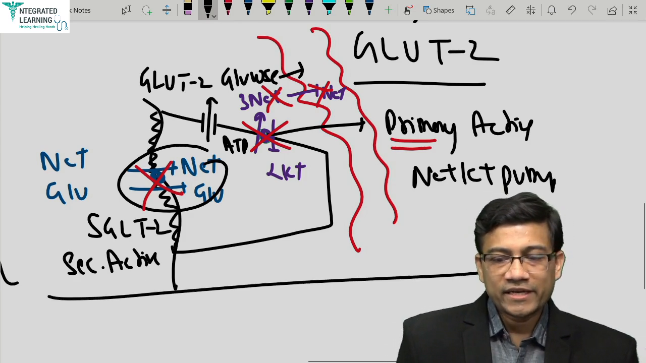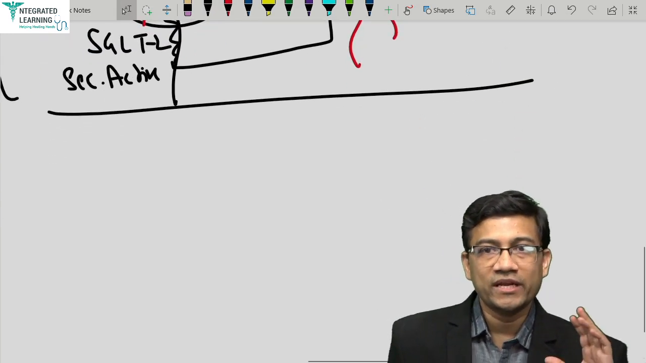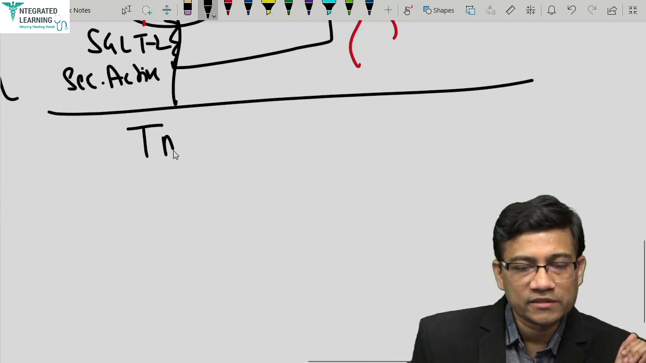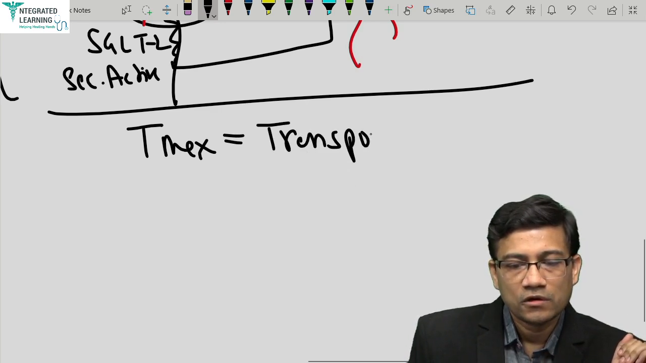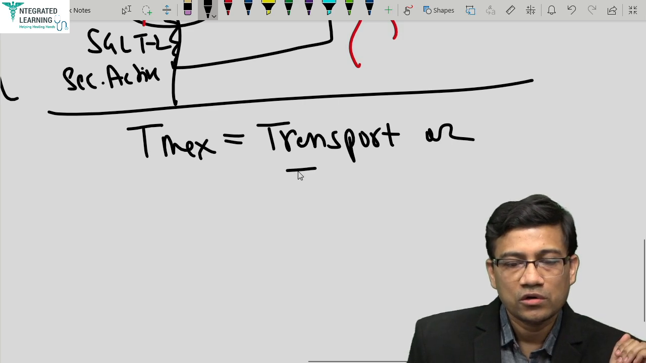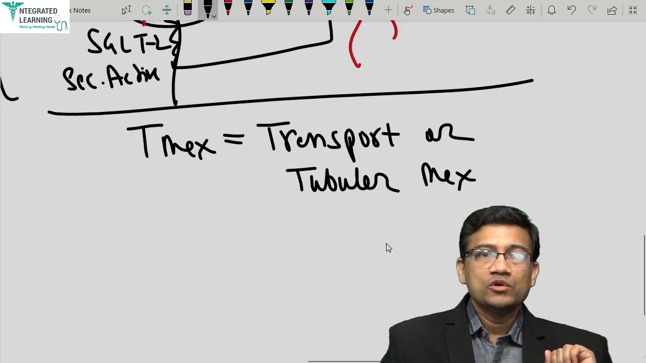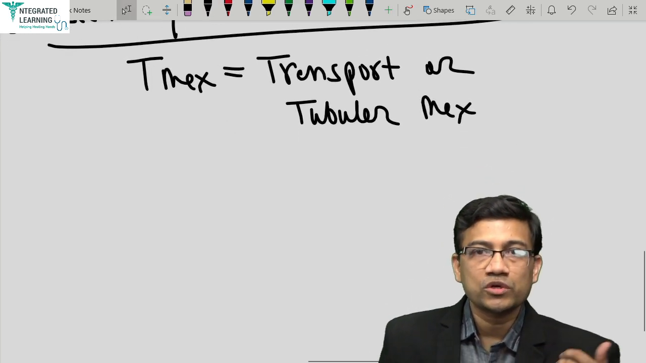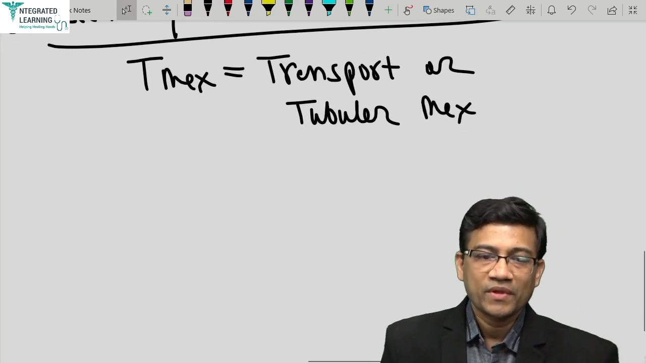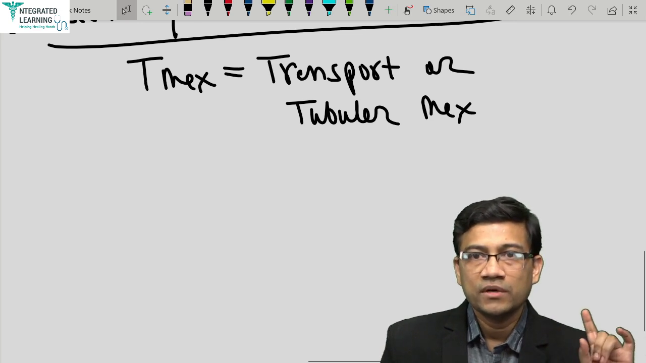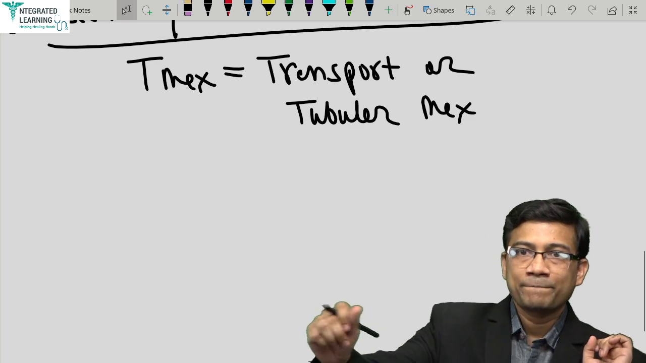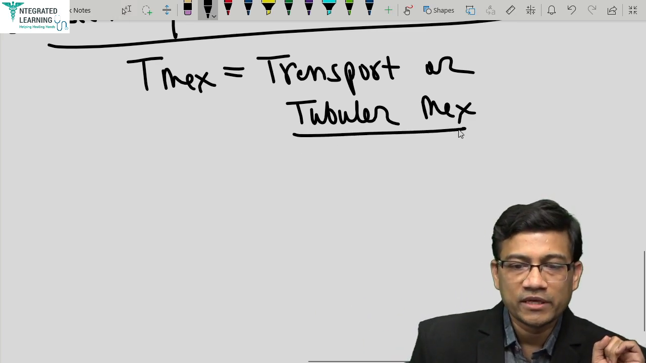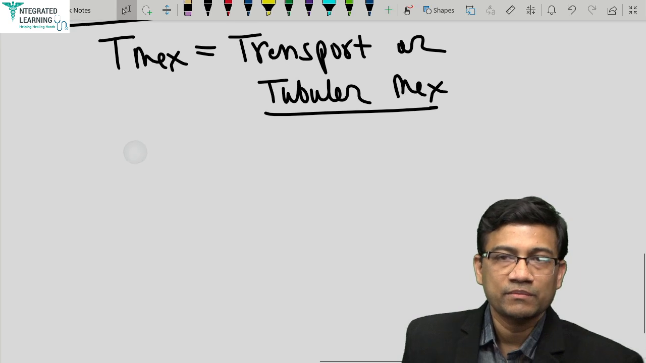Okay. Next is, we can transport anything within a limit, and that is called as Tmax. What is Tmax? Transport or tubular maximum. So what is Tmax? It is transport or tubular maximum. What is the meaning of the term Tmax, that is transport or tubular maximum? So let me explain it.